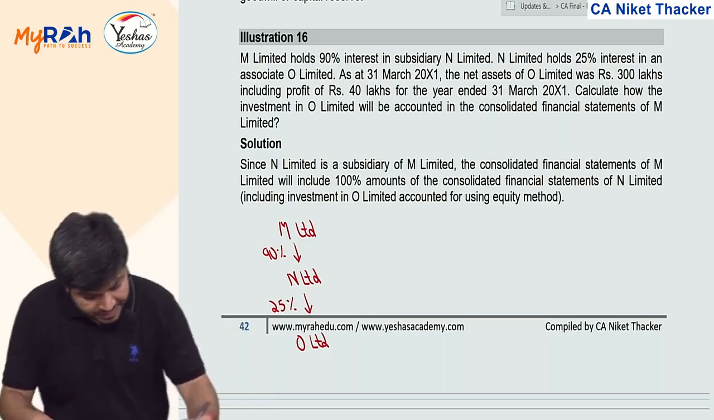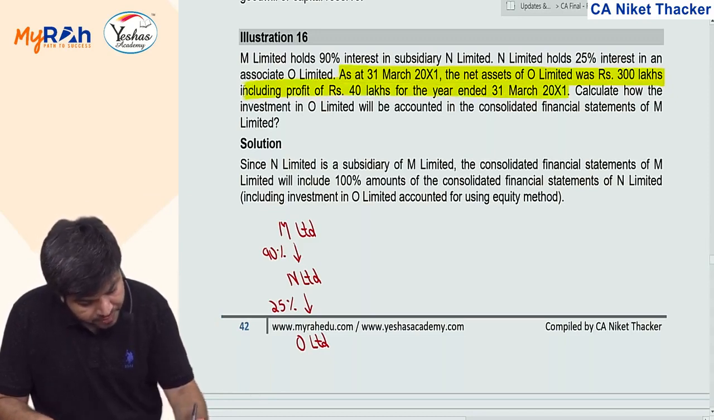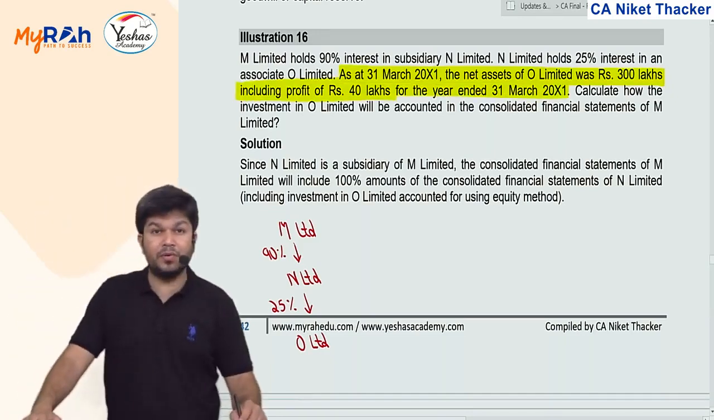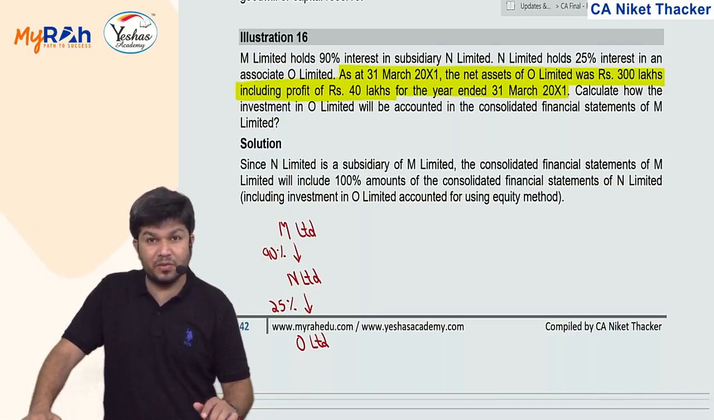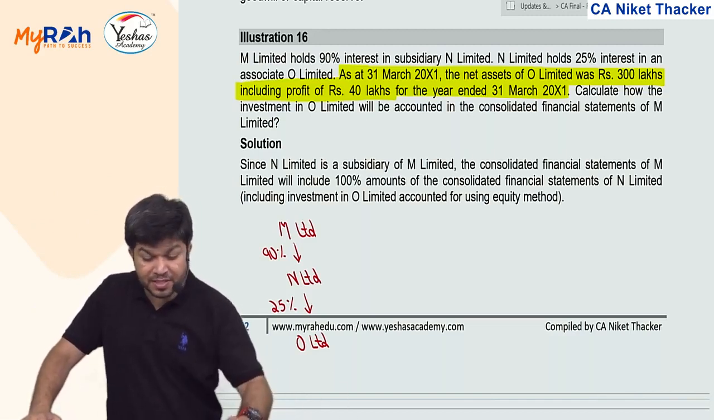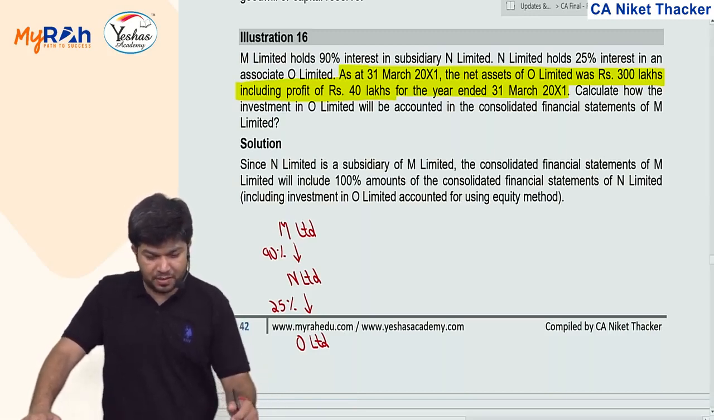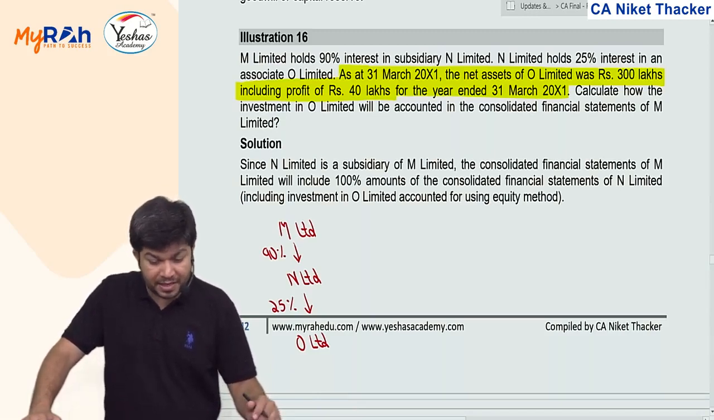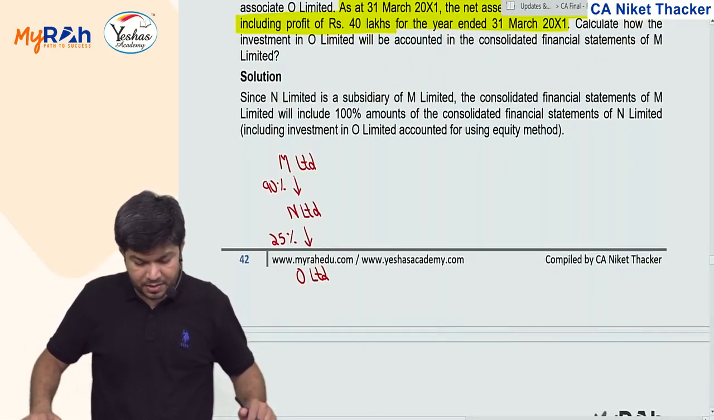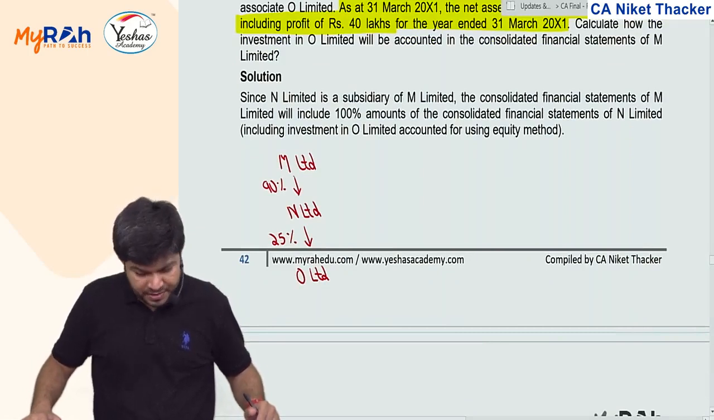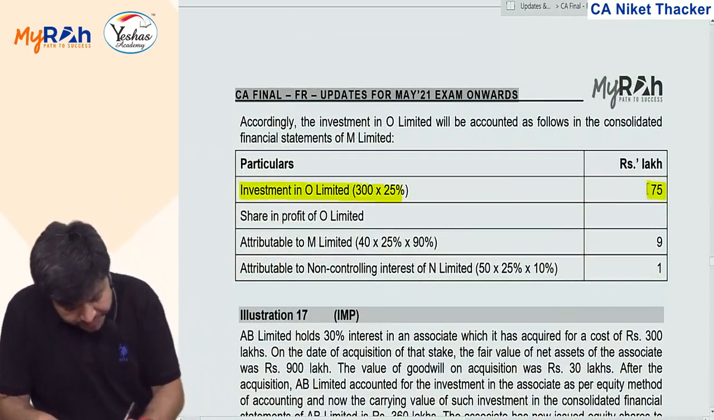Now, they have a net asset of 300 lakhs, including this year's profit of 40 lakh. Since the subsidiary's associate is also our associate, 25% is held, so in our balance sheet, investment will appear. Net asset is 300 lakh, 25% of 300 lakh. So investment in O Limited will appear in CFS at 75.